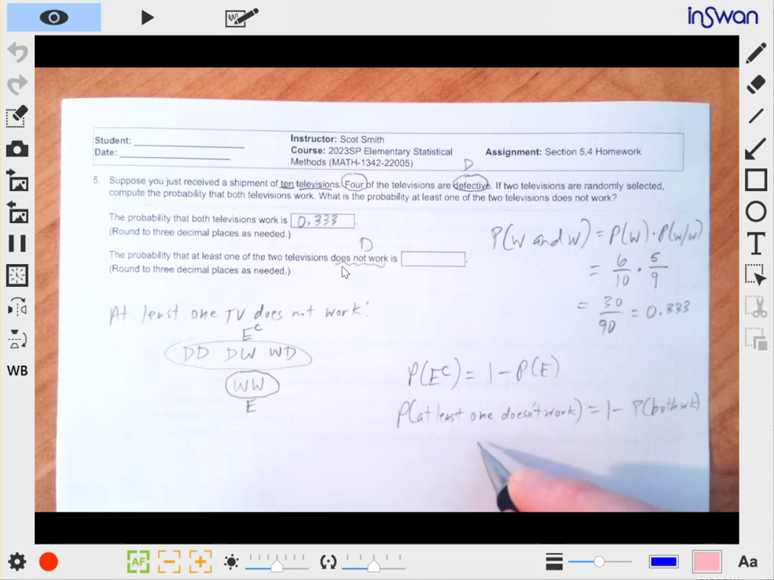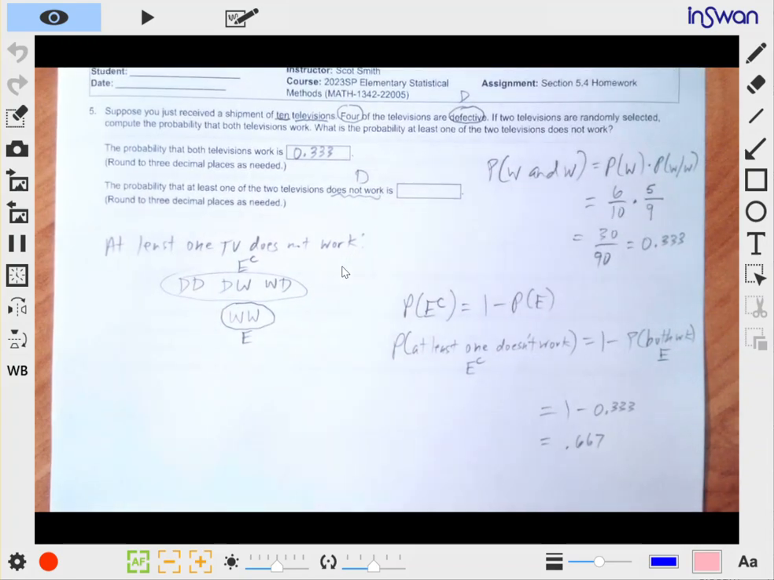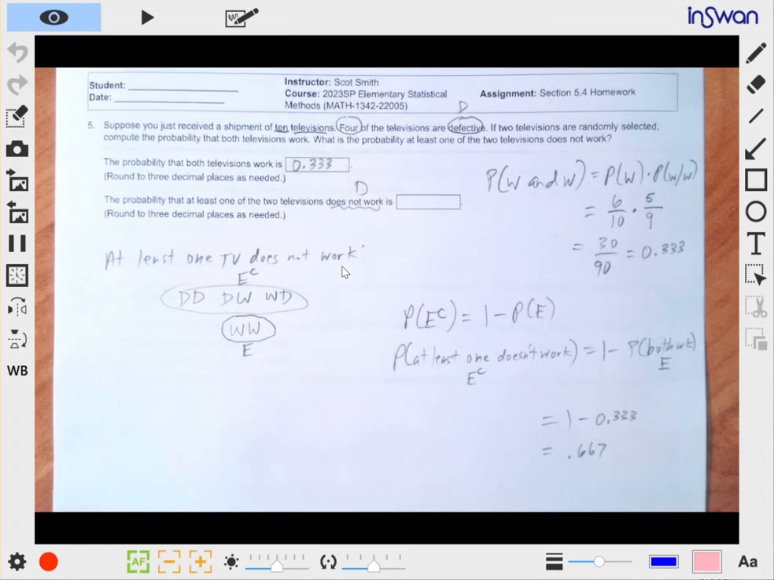So this is EC, or E complement, and this is E. So in our case, we have 1 minus the probability that both work. Well, we already have that probability. It's 0.333. And if you subtract here, you get 0.667, or 667 thousandths. All right, so that's number 5.